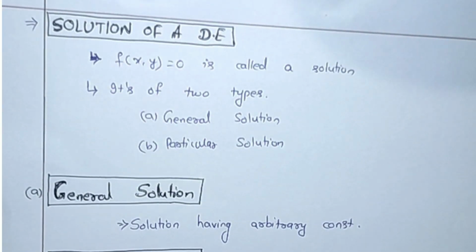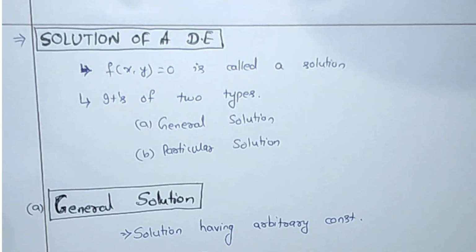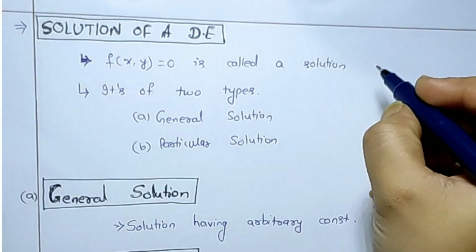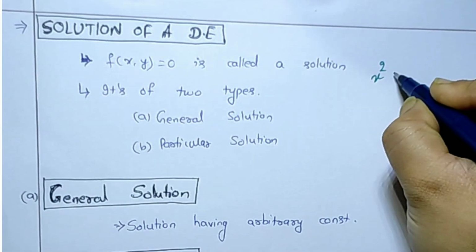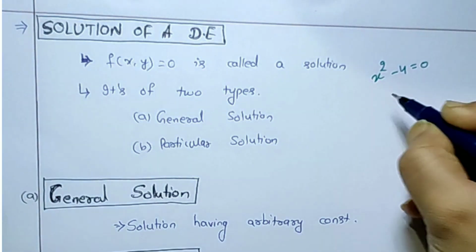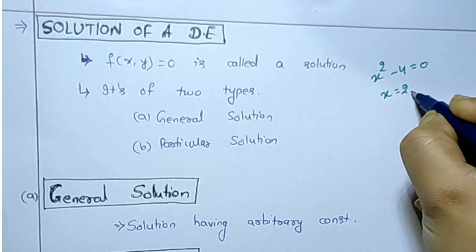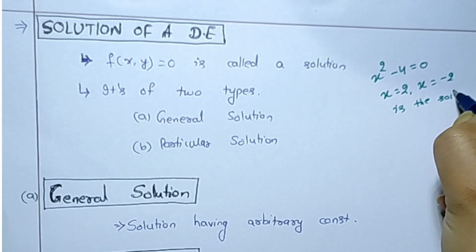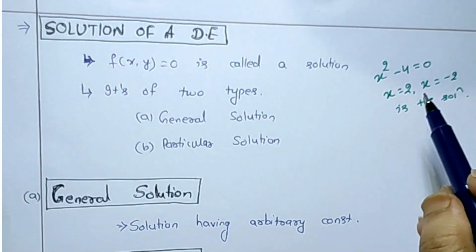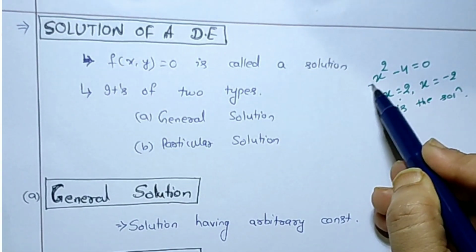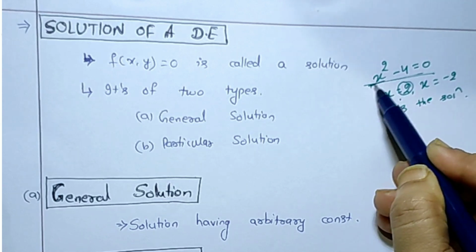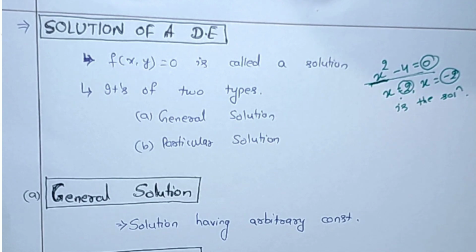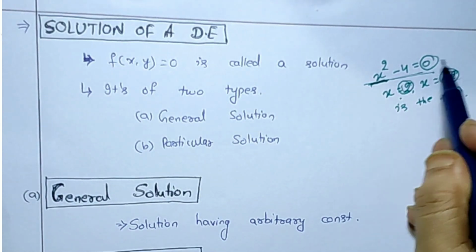Now, solution of a differential equation. What is the solution of an algebraic equation? If I write x square minus 4 is equal to 0, then I say x is equal to 2 or x is equal to minus 2 is the solution. What does it mean? It means 2 and minus 2 satisfy this equation. If I put 2 or minus 2 in this equation, then I get 0 on the right hand side. This is the solution because it satisfies this equation.